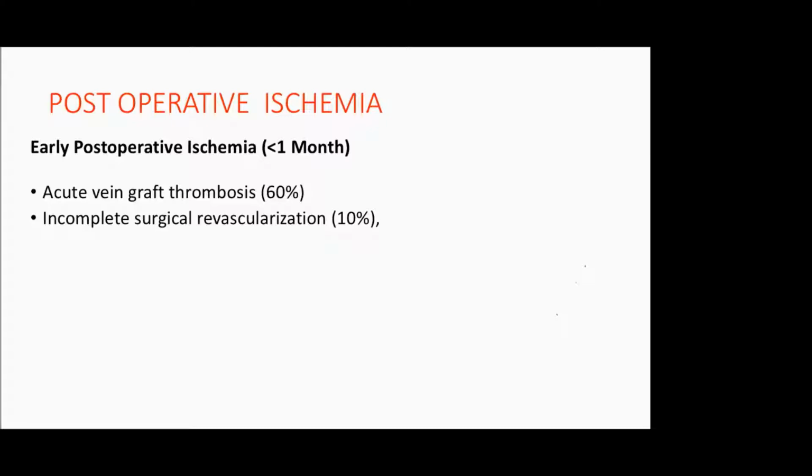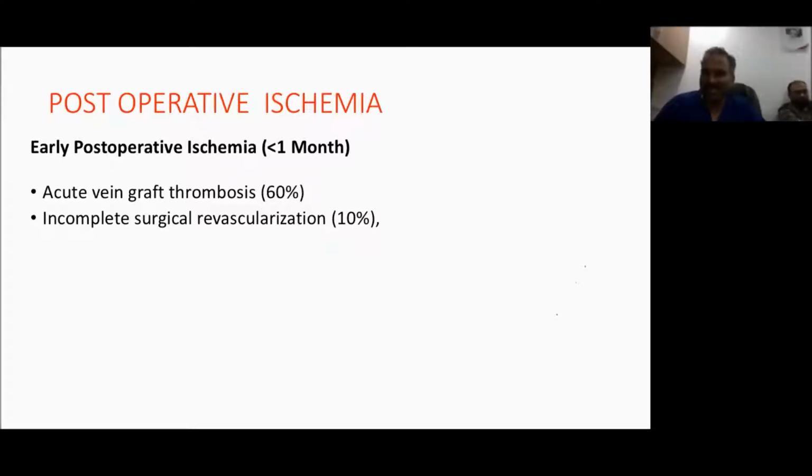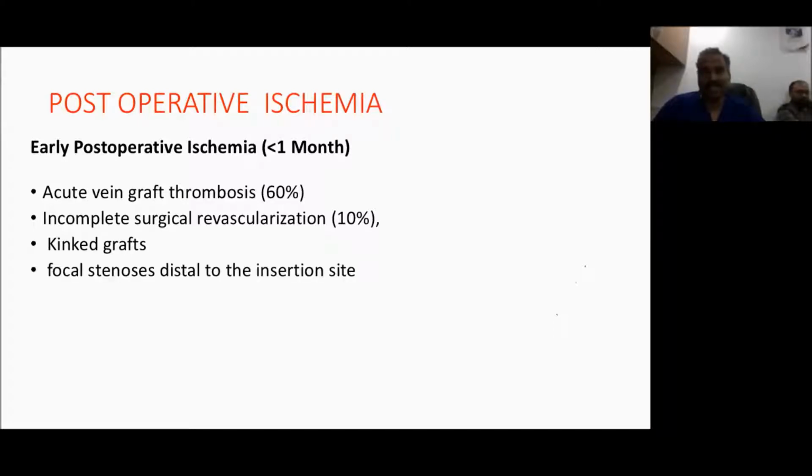The other common cause is incomplete surgical revascularization. This is happening quite frequently, especially in this scenario of off-pump and beating heart surgeries. Sometimes surgeons are giving concessions to grafts, so they graft main vessels and leave branches. So incomplete surgical revascularization contributes significantly to early post-operative ischemia. Another is kinked graft. If the length of the graft is not chosen properly while doing surgery, grafts can kink. This commonly happens with venous grafts.